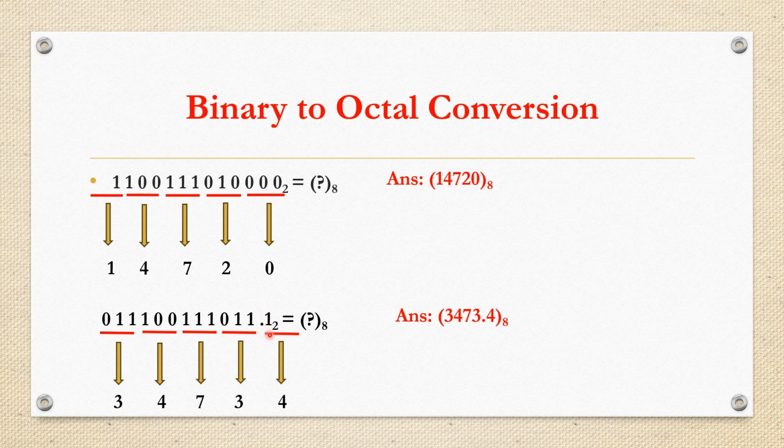You can see from the left hand side after the binary point there is only one digit, but we will assume that there are 2 zeros after it. So 0 0 1 together is equivalent to 4 in octal. And then this 1 1 0 is 3, 1 1 1 is 7, 0 0 1 is 4, 1 1 0 is 3. So the conversion of this real binary number is 3473.4 in octal.